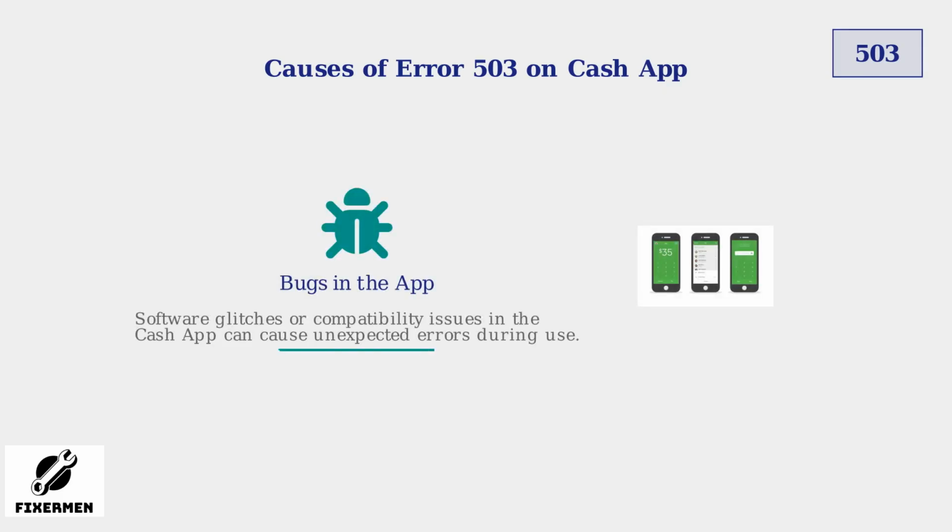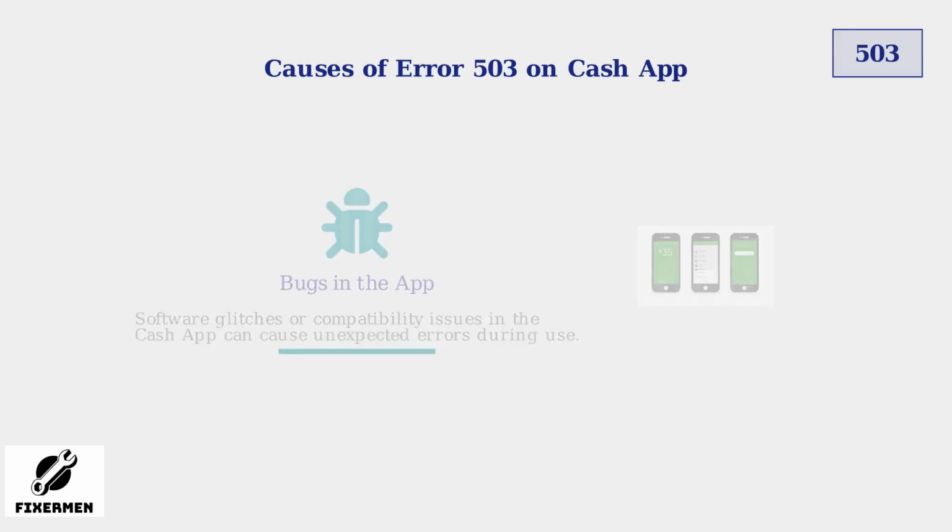Bugs in the app itself can also cause Error 503. This happens when software glitches, outdated code, or compatibility issues with your device prevent the app from functioning properly, resulting in error messages.